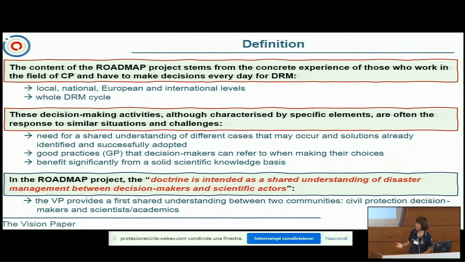the scientific knowledge. So in the ROADMAP project, we consider doctrine as a shared understanding of disaster management between decision makers and scientific actors. So we started to work with these two communities, civil protection decision makers and scientists and academics in general.